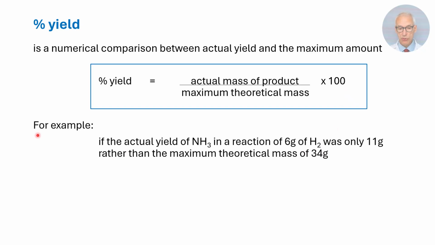Let's look at an example to clarify. If the actual yield of ammonia in a reaction of 6 grams of hydrogen was only 11 grams, rather than the maximum theoretical mass of 34 grams, and we calculated this 34-gram figure earlier in the class, well then the percentage yield is the actual mass, which is 11, divided by the maximum theoretical mass, which is 34. So 11 divided by 34 times 100 gives us a percentage yield of 32.4.